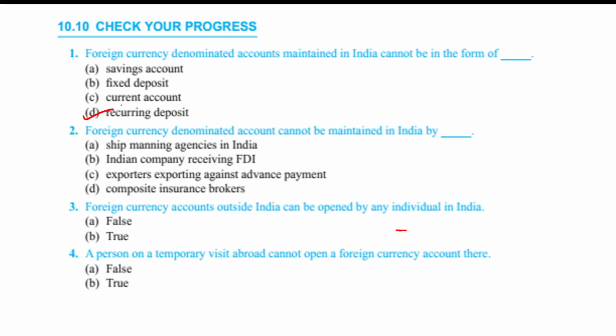A foreign currency denominated account cannot be maintained in India by... it can be maintained by shipping and mining agencies, it can be maintained by an Indian company receiving FDI, and a composite insurance broker. So C is the correct answer.